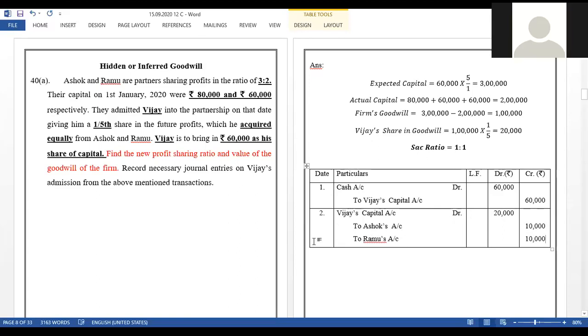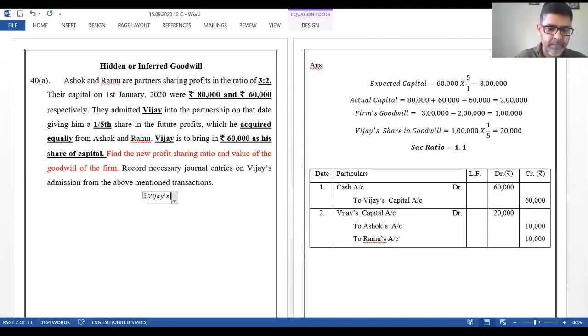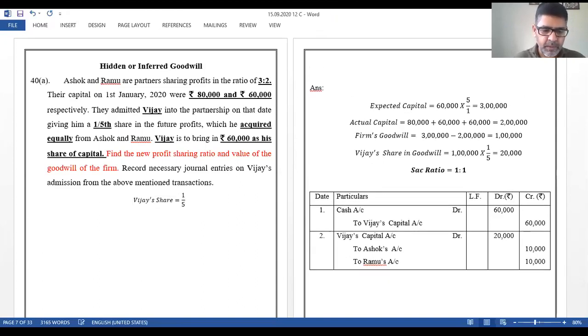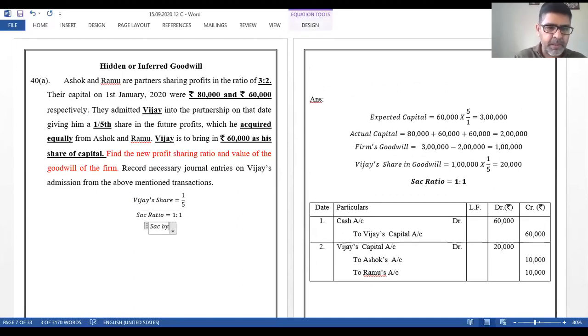Okay, so we're done with the entries, but new ratio के लिए how are we going to calculate? So Vijay's share, okay, that is equal to 1/5. Okay, and we know that the sacrificing ratio is given to us. Okay, that is 1:1. So let us calculate sacrifice by Ashok. Okay, that will be equal to 1/5 into 1/2. Okay, so that means दोनों का ही same ही आएगा. तो let me just add the name over there. 1/10. ठीक है. Sacrifice by Ashok and Ramu.